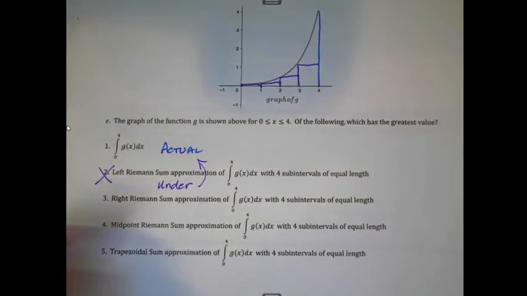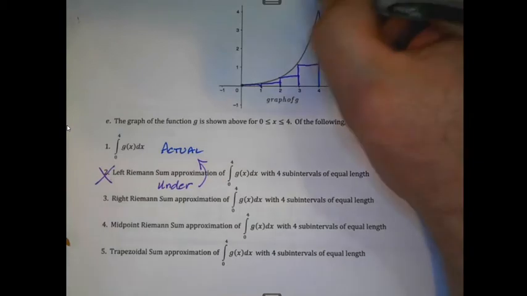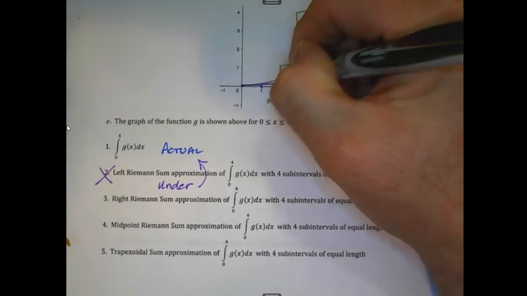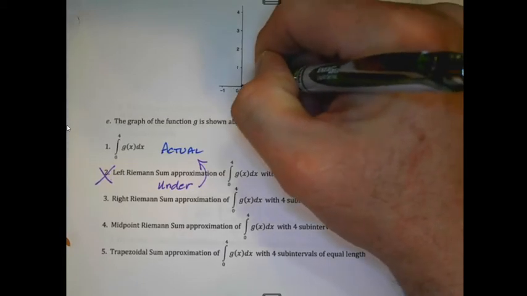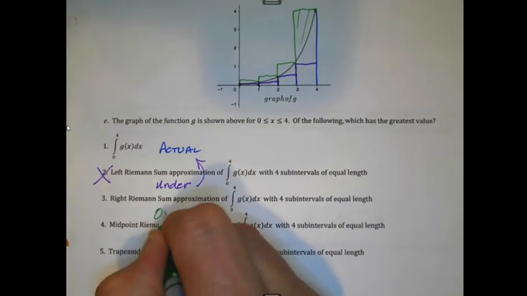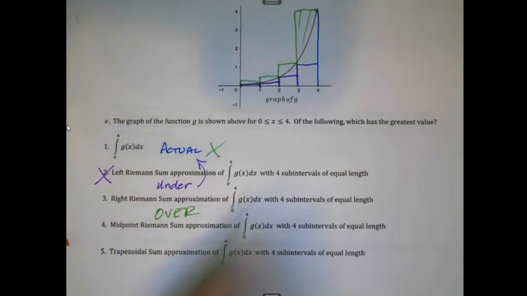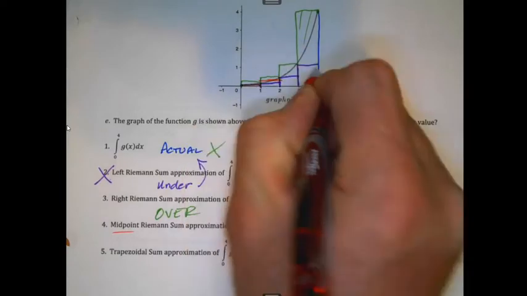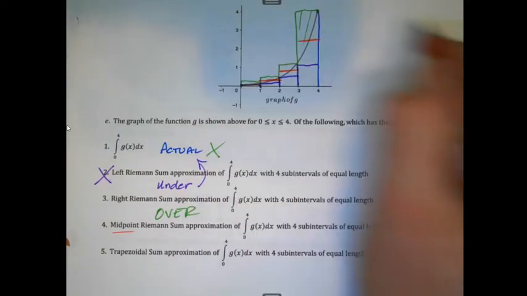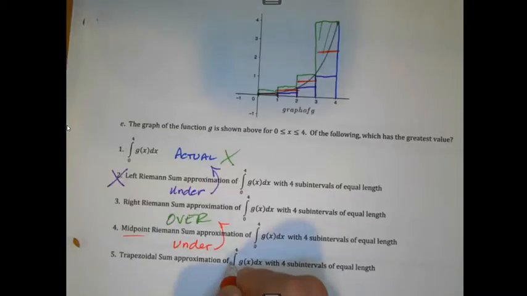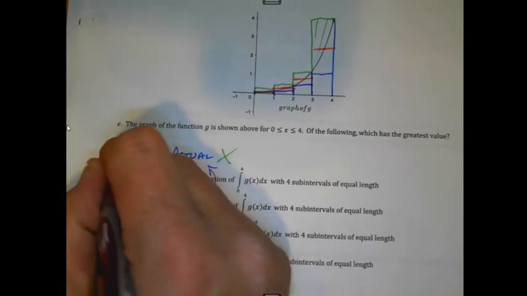All right, the right Riemann sum, I'm going to do in green. The right Riemann sum, we go to the right points and we go to the right. So we have big ones. The green are the big ones. This is a big over, and it knocks that one out. All right. The midpoint is going to be halfway between these green and purple ones, and the midpoint is going to be under the right one, so that one's out. This is your actual, and that's out.